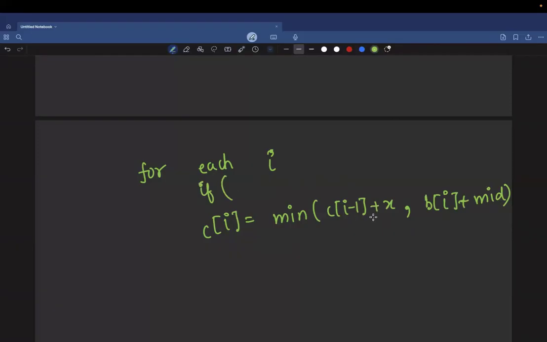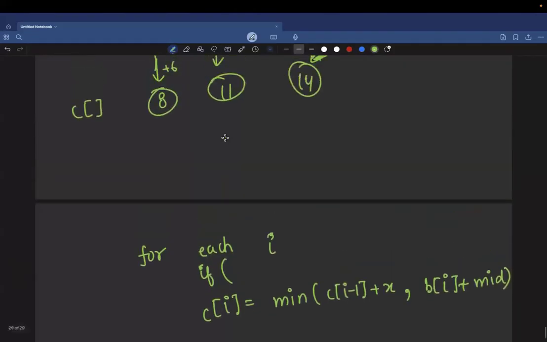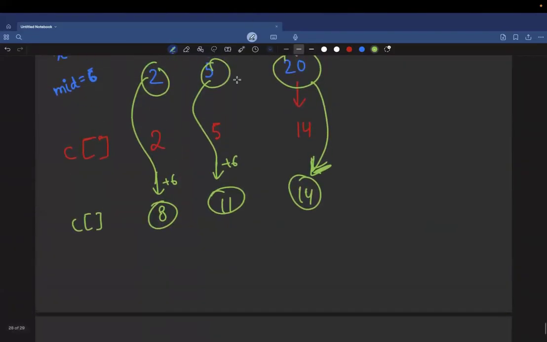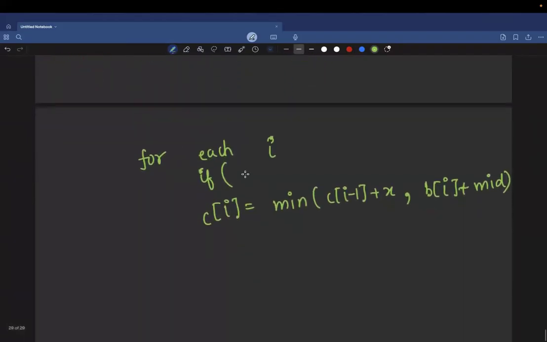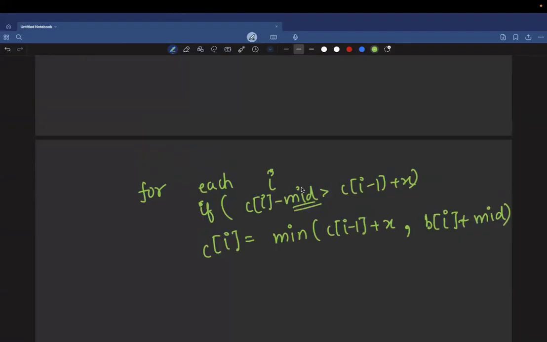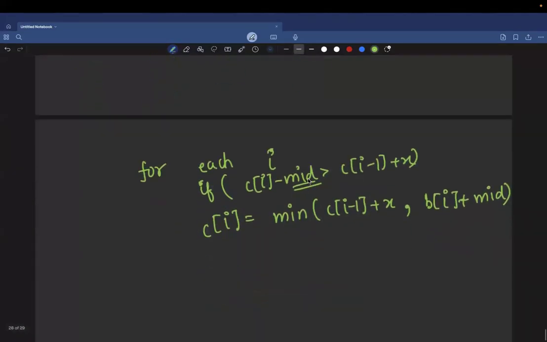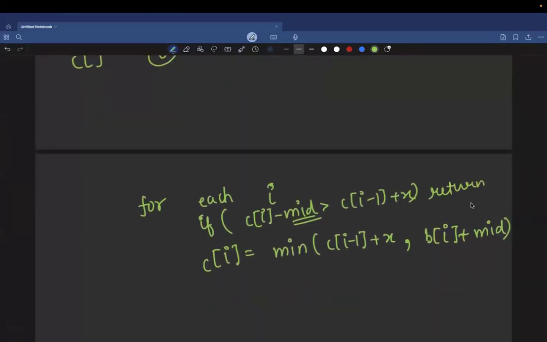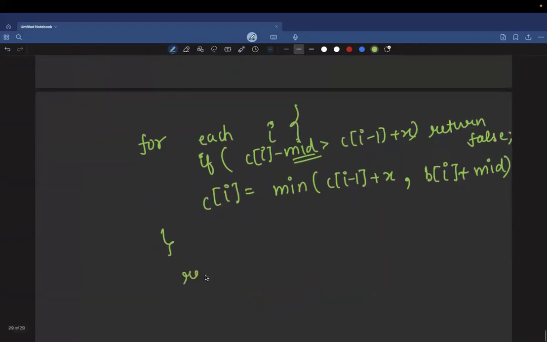And obviously there will be an if condition: if the current guy is too large compared to the previous one, such that even if you reduce mid from the current guy, it is still greater than Ci minus 1 plus x, then in that case, for this cost, the answer is no. You cannot make the array balanced. So you will just return false in this case. Otherwise, we will return true.